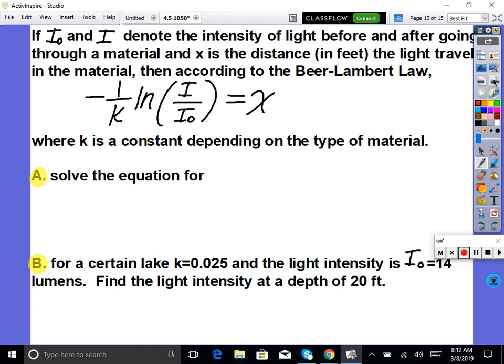Find the light intensity. Yeah, I think it told us to solve for I. Yep, it did. So let's pretend like it said solve for I. Okay, so get I alone piece by piece. Let's use algebra to get this I alone. First step, anyone?